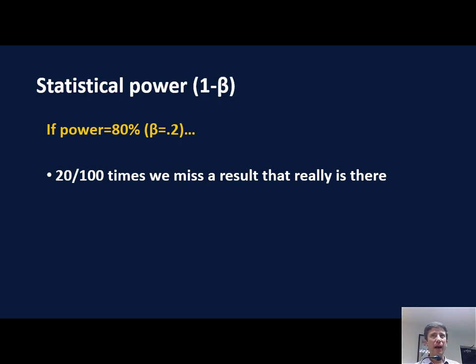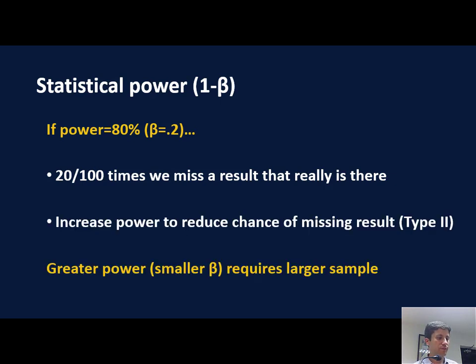Oftentimes for statistical power, we go with 80 or 90%. Remember, this is 1 minus beta. So if power is 80%, beta or a type 2 error rate is 20%. And that means 20 out of 100 times we're going to miss a result that's really there. But we're probably willing to take that because we'd rather throw that out than be reporting results that aren't real, or are type 1 errors, in most cases.